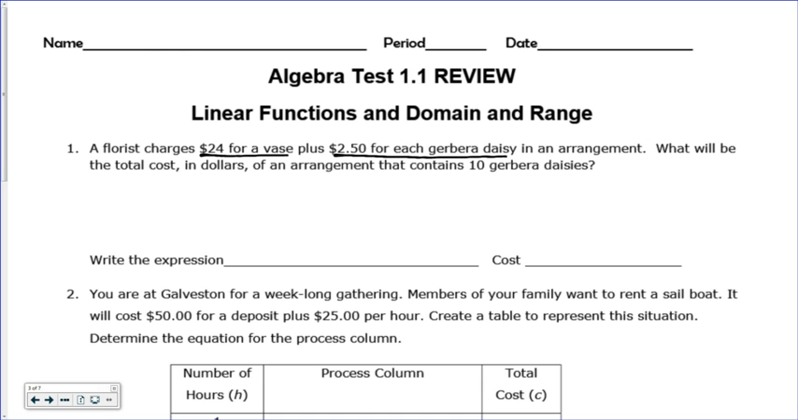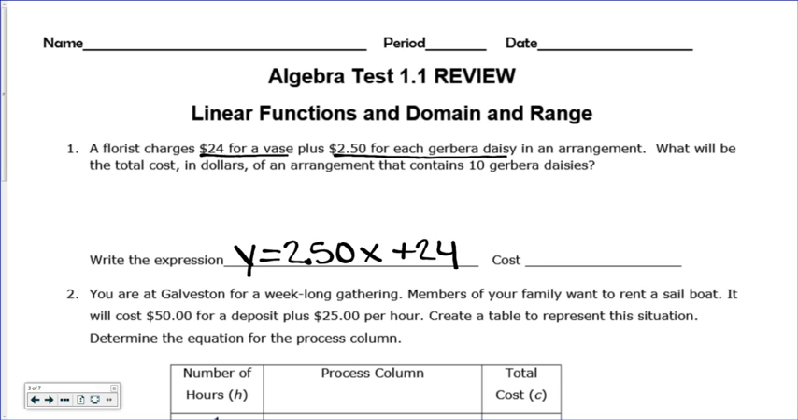Okay? When you're writing this equation, whenever it's telling you for each, that tells you that your constant rate of change, because each one of the daisies costs $2.50. So we're going to say that y equals $2.50x, because that's what it's changing by, $2.50 for every additional daisy that's added. Okay, but you have to start out with $24 for your vase. So we're going to add a $24 vase.